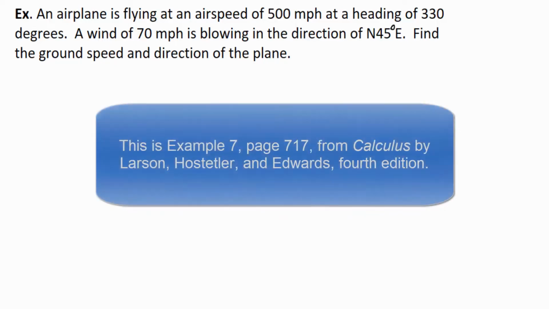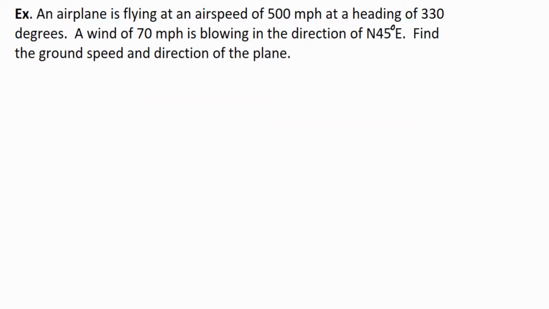Okay, so in this example, an airplane is flying at an airspeed of 500 miles per hour at a heading of 330 degrees. A wind of 70 miles per hour is blowing the plane in the direction of north 45 degrees east. Find the ground speed and direction of the plane.